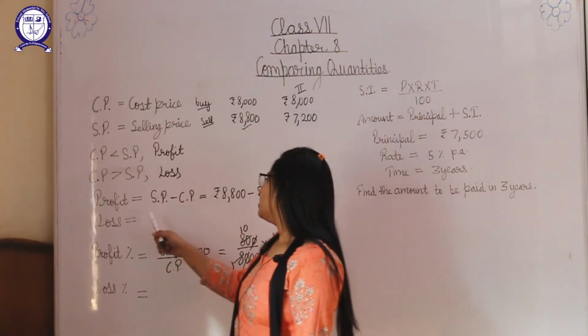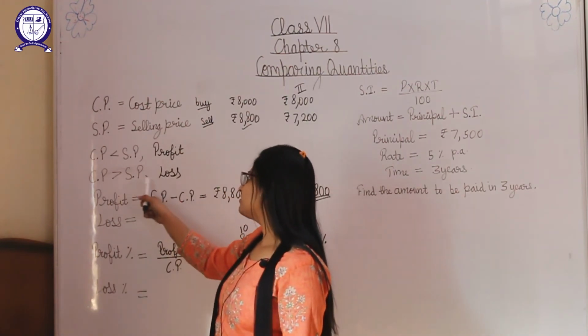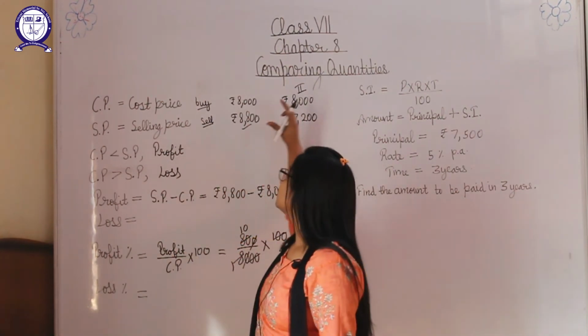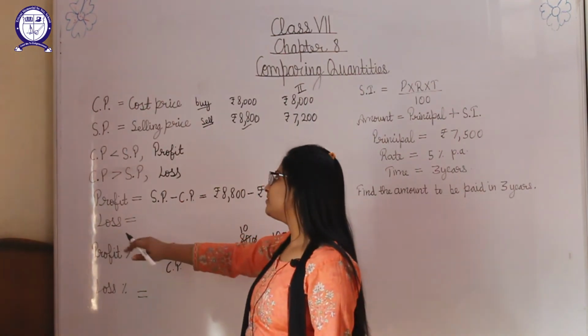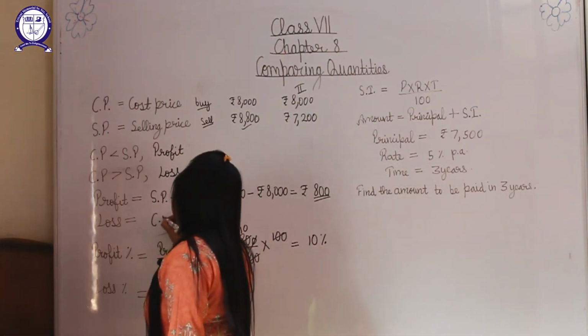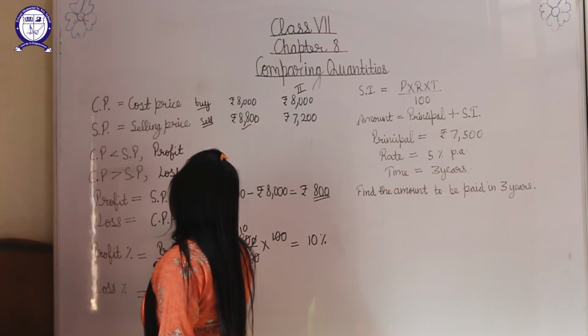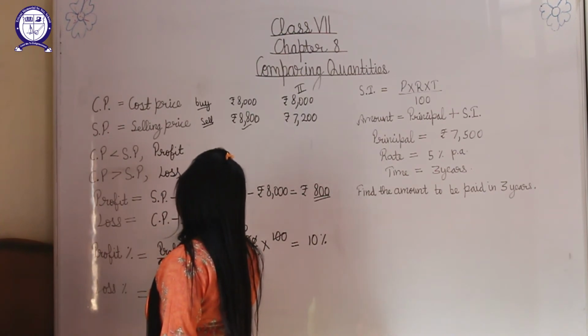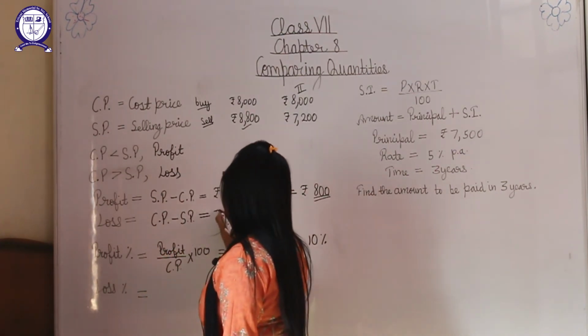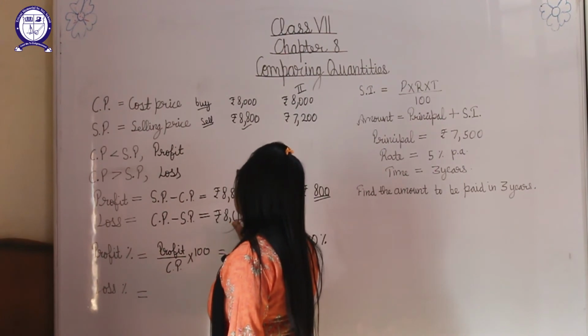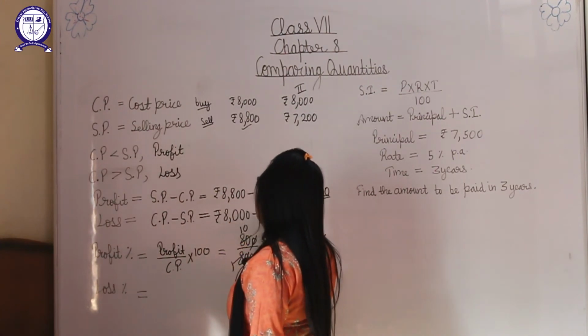Okay, and after finding that this is the situation of loss, how can we find out loss? CP minus SP, because here CP is the greater one. So CP minus SP. What is the CP? CP is again 8000, and what is the SP?